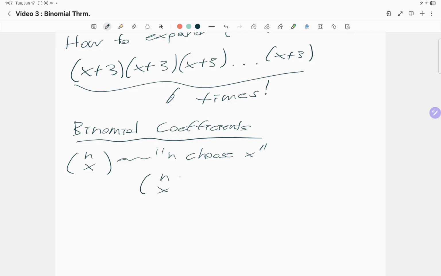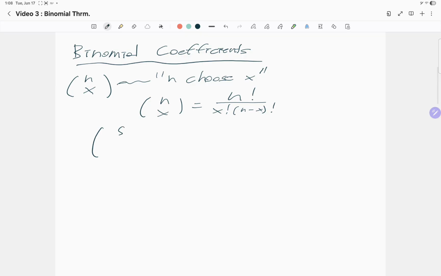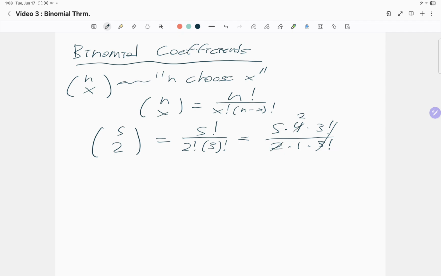So n choose x equals n factorial over x factorial times (n minus x) factorial. As an example, 5 choose 2 would be 5 factorial over 2 factorial times 3 factorial, since 3 is 5 minus 2. So that's 5 times 4 times 3 factorial over 2 times 1 times 3 factorial. The 3 factorials cancel, and 2 and 4 cancel, leaving 2 on the top, so 10 over 1 is 10. So 5 choose 2 is equivalent to 10. That is just a quick review of a binomial coefficient.